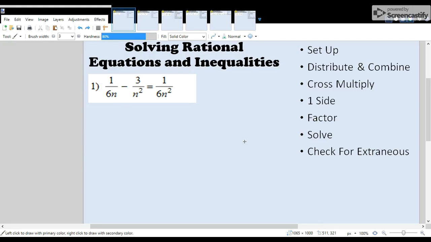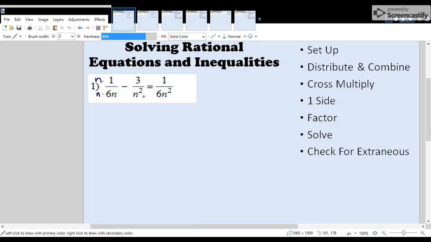We're going to go ahead and look at example number 1 on solving rational equations and inequalities. So step 1 is to set up the equation. Are these the same or different denominators? Since they're different, we have to set it up first by finding the same denominator. Well, for this one, looks like we need to multiply by n.